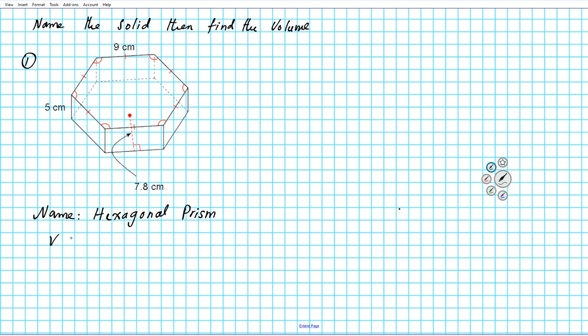Let's go ahead and find the volume. Volume for prisms is area of the base times height. So in this particular case, big B is the area of the hexagonal base.